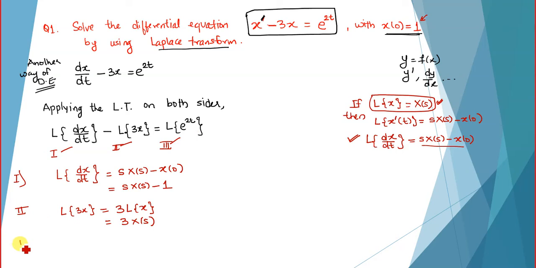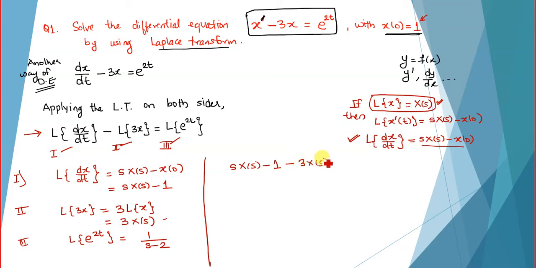And the third term is Laplace of e power 2t. By using the main rule, it is 1 over s minus 2. Now after getting the values of 1, 2 and 3, substitute them here in this equation. So for the first term we have s X of s minus 1. In between the sign is negative. For the second one we have 3 X of s, equal to 1 over s minus 2.